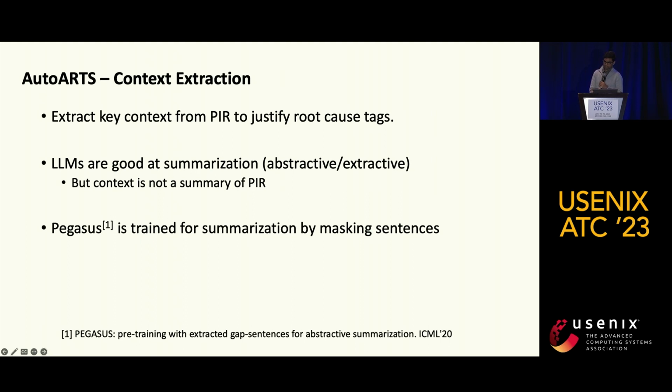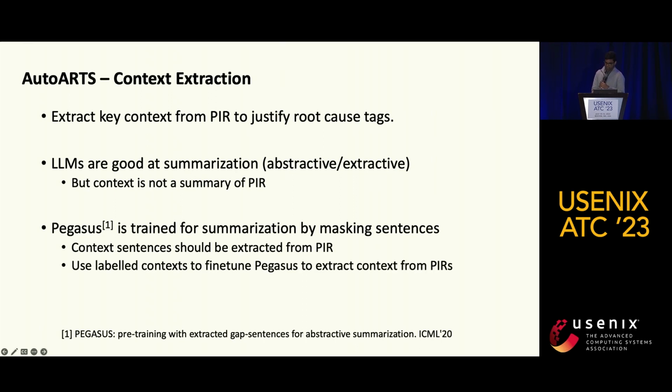Pegasus is a model that is trained for summarization by masking sentences out of long documents. This is particularly useful for our task because context sentences should be extracted from postmortems, and hence we chose this model, as opposed to models that generate abstract output, which cannot accurately represent the content from PIR. We leverage the context identified in our manual analysis to fine-tune Pegasus and extract context from postmortems.